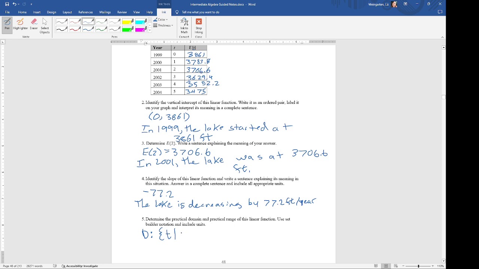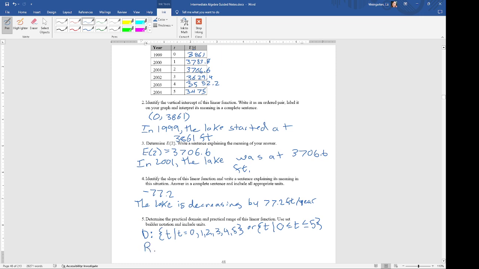T such that t is equal to 0, 1, 2, 3, 4, 5. We could also write this if we wanted to include any decimals inside. The lowest value for t is 0, which is less than or equal to t, which is less than or equal to 5. And that's because we only have those 6 years worth of data.